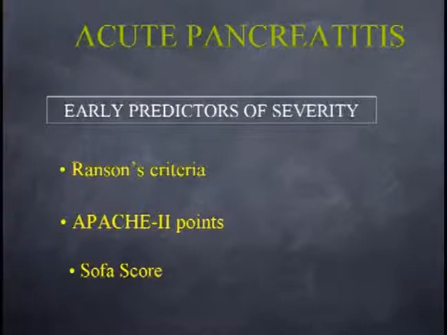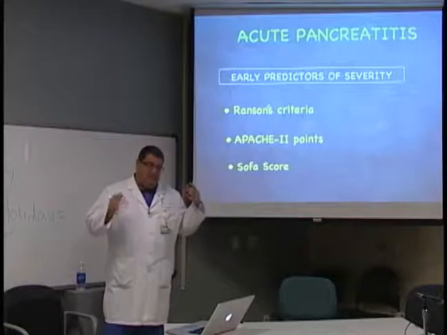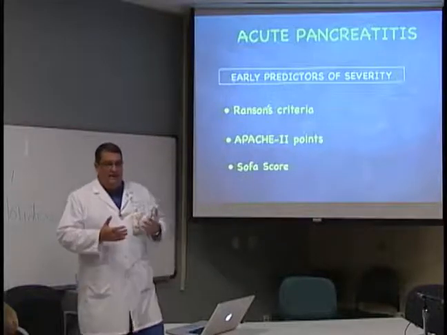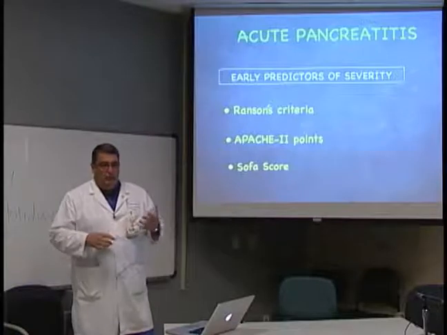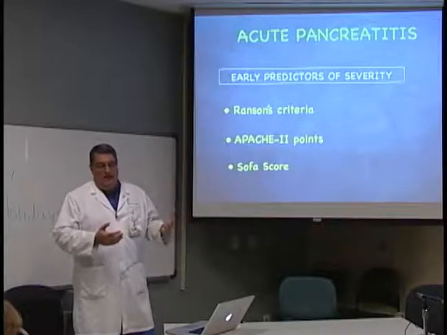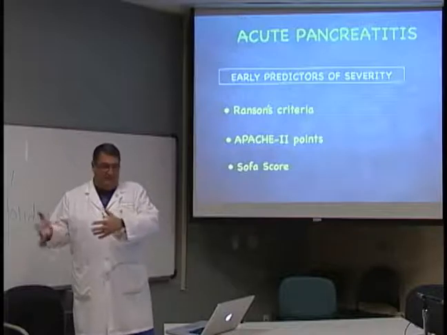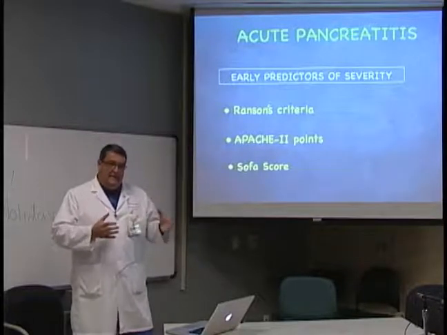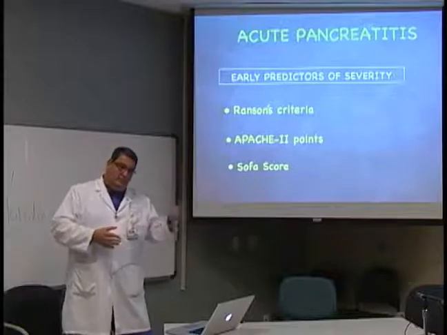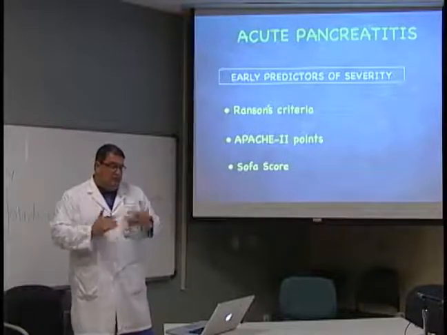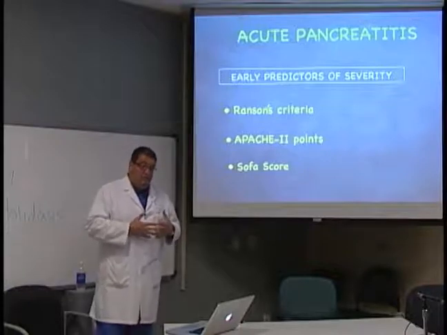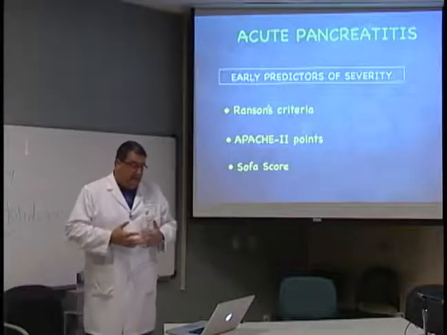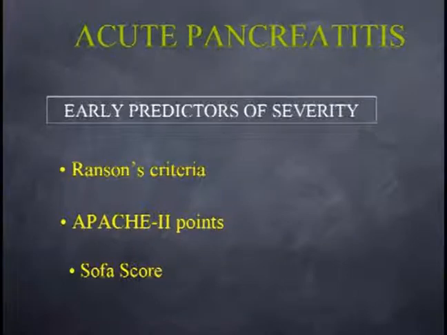So there are a number of early predictors of severity, and surgeons have invested a lot of time trying to figure out what are the clinical and laboratory parameters that we should look at upon admission and perhaps a day or two after admission to get an idea whether or not the patient will have a turn to the better or to the worse. So there are basically three types of predictors that have been used widely in the last couple decades. One is Ranson's criteria. Some folks have used APACHE II scores, and some individuals, particularly in Europe, have used the SOFA score.